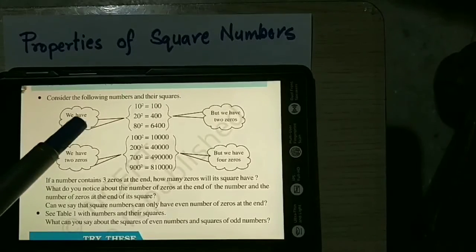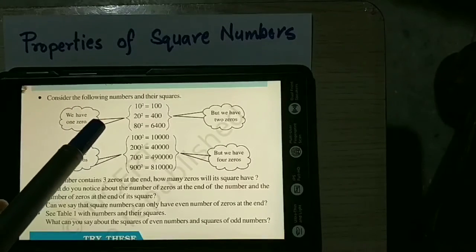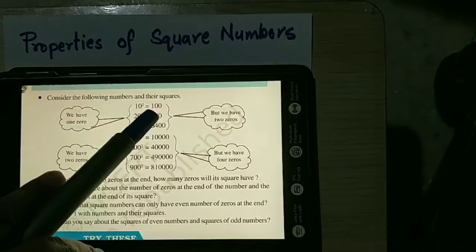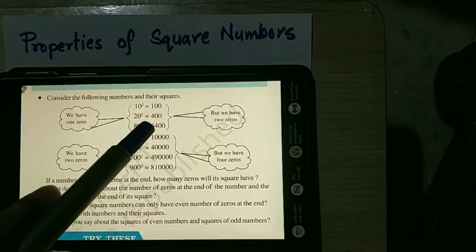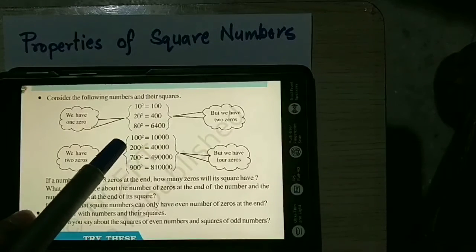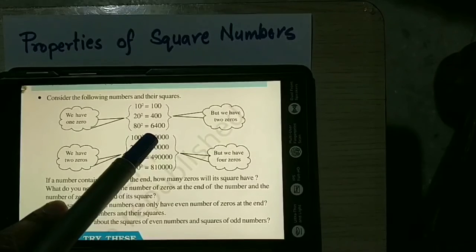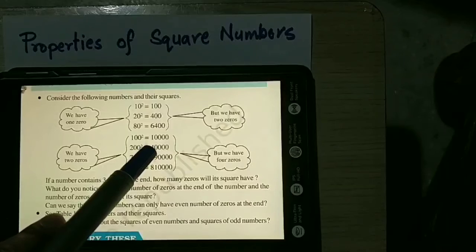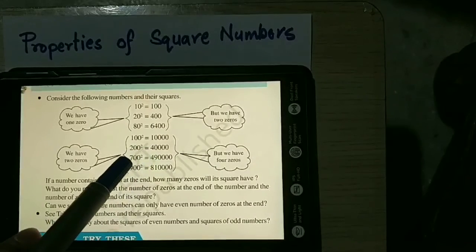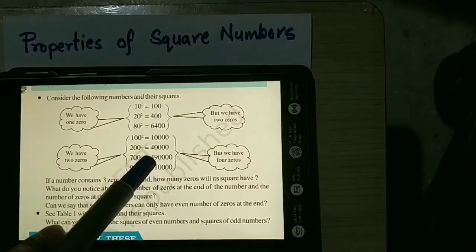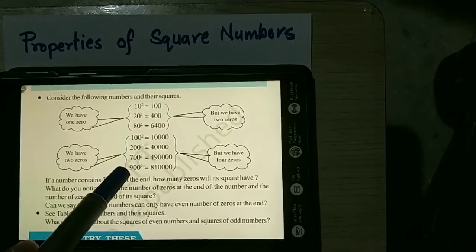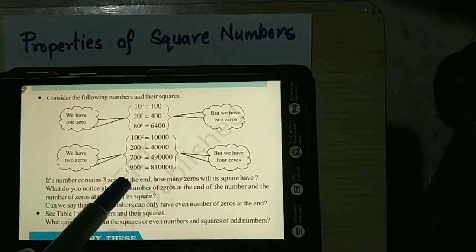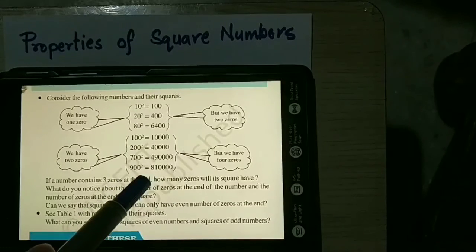Now consider the following numbers and their squares. 10 square is 100, 20 square is 400, 80 square is 6400, 100 square is 10,000, 200 square is 40,000, 700 square is 4,90,000, and 900 square is 8,10,000.